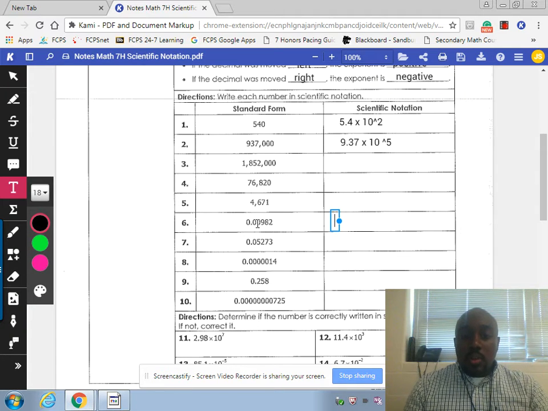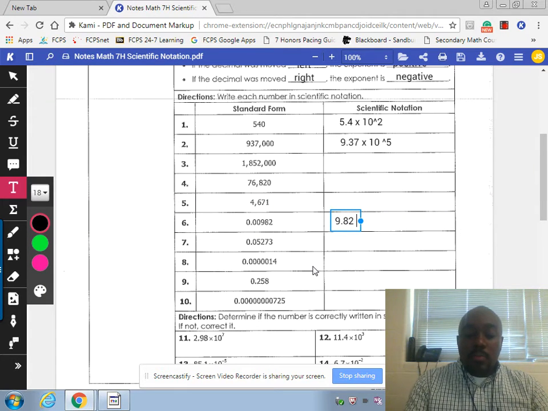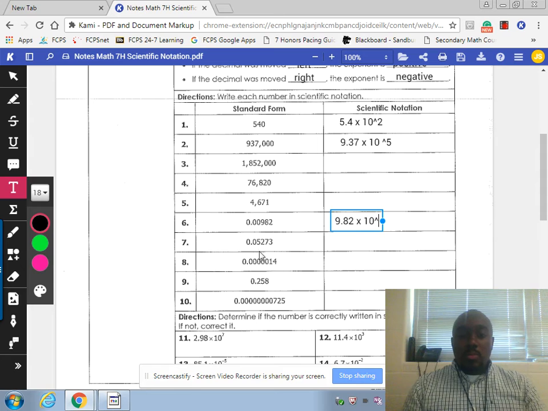So once again, we moved it 1, 2, 3 spaces, and the new number we have is 9.82. And times 10, that is always the same. And now we need to ask ourselves, how many spaces did we move our decimal? Well, our decimal was originally here. We moved it 1, 2, 3 spaces.